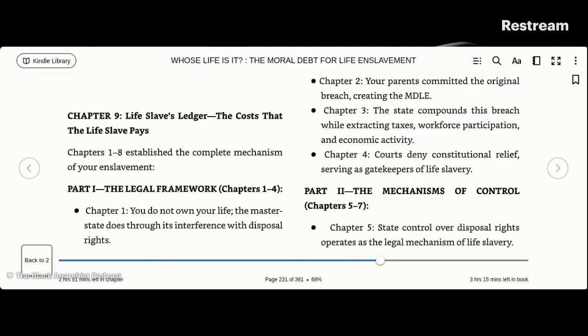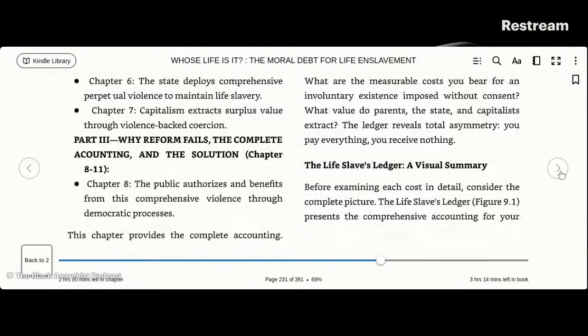Chapter 3: The state compounds this breach while extracting taxes, workforce participation, and economic activity. Chapter 3: Courts deny constitutional relief, serving as gatekeepers of life slavery. Chapter 5: State control over disposal rights operates as a legal mechanism of life slavery. Chapter 6: The state deploys comprehensive perpetual violence to maintain life slavery. Chapter 7: Capitalism extracts surplus value through violence-backed coercion. Chapter 8: The public authorizes and benefits from this comprehensive violence through democratic processes.